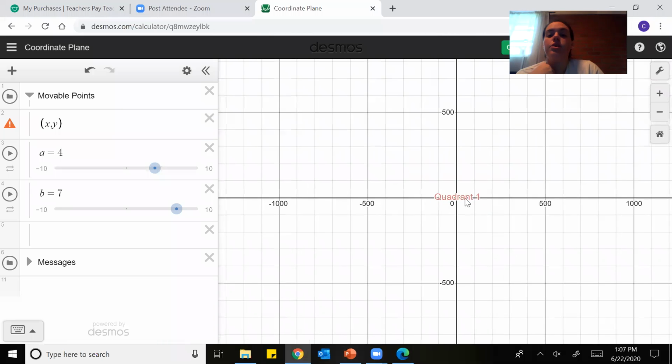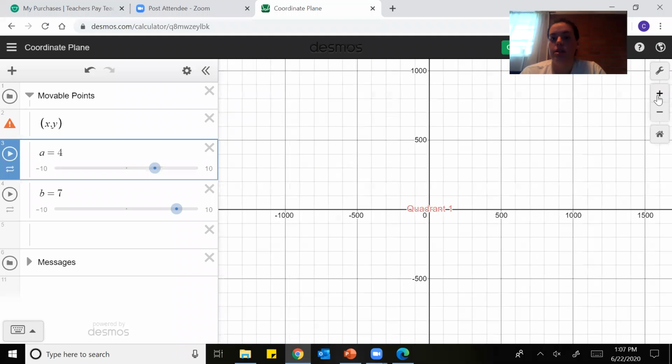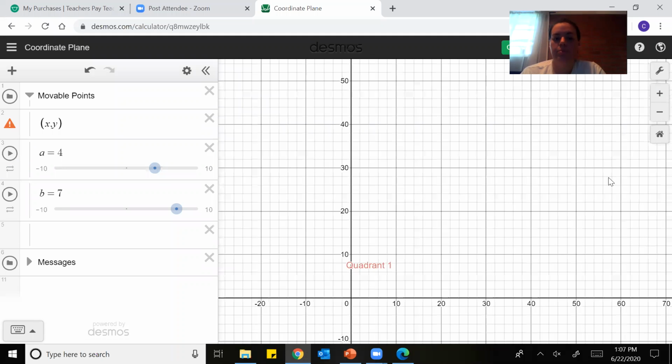So you'll notice here it says quadrant 1. Well, I'm going to add a positive and a positive. So I'm actually going to go plus sign on these numbers.